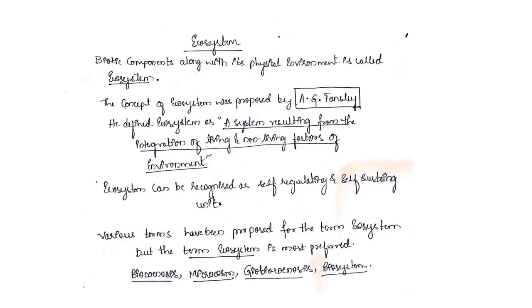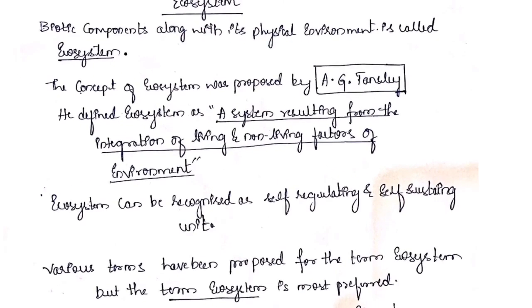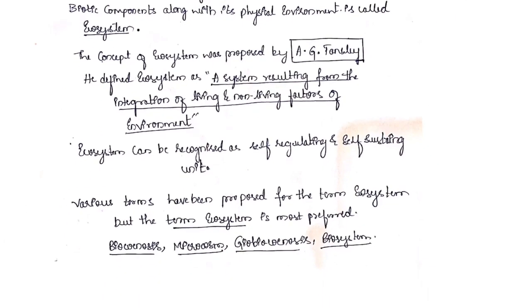The concept of ecosystem was proposed by A.G. Tansley. He defined ecosystem as a system resulting from the integration of living and non-living factors of environment, that is, integration of biotic and abiotic components. Ecosystem can be recognized as a self-regulating and self-sustaining unit. How the ecosystem self-regulates and self-sustains itself, you will understand by the end of this chapter.